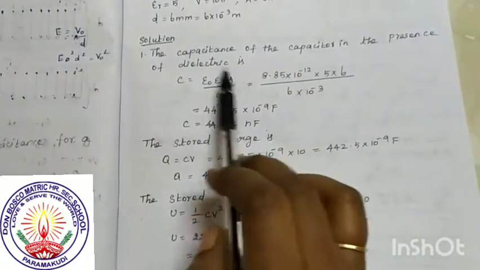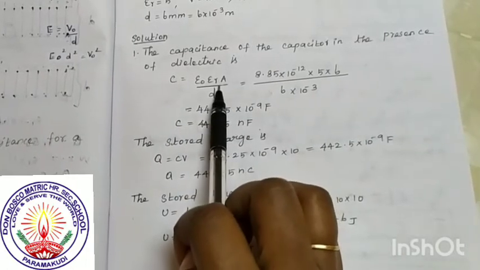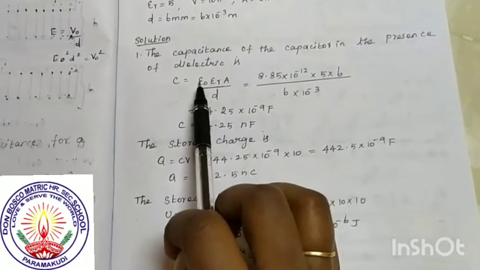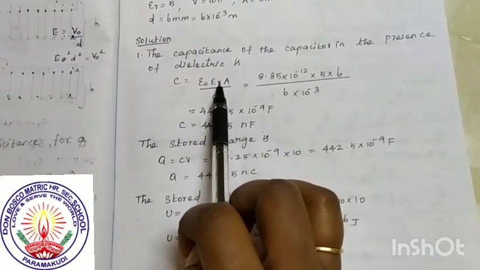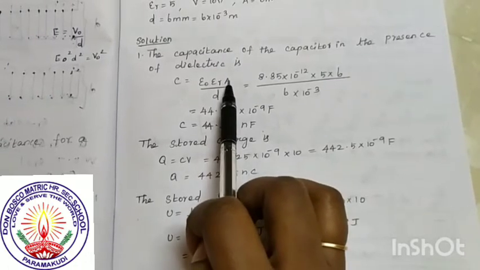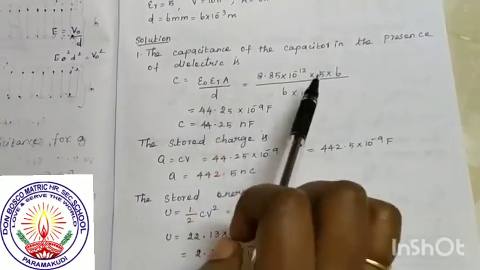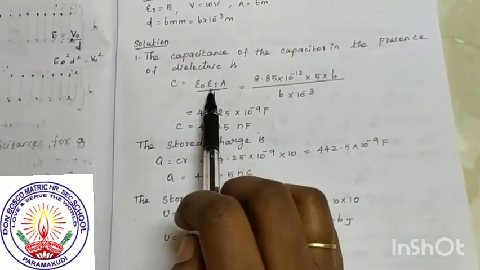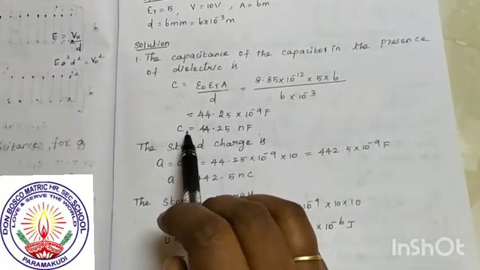What is the formula? Capacitance equals epsilon naught epsilon r A by d. Epsilon naught is the permittivity of vacuum space, epsilon r is the relative medium, A is the area of cross section and d is the distance. We already know the value of epsilon r. Substitute these values and we get the capacitance.